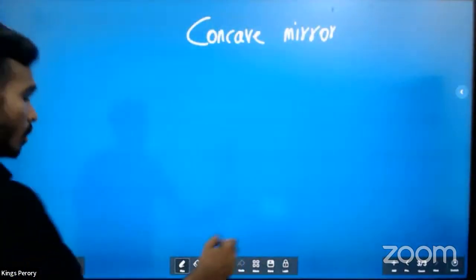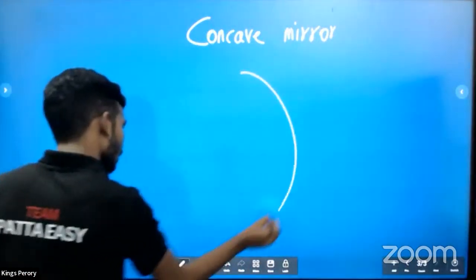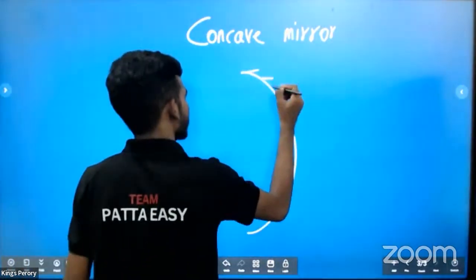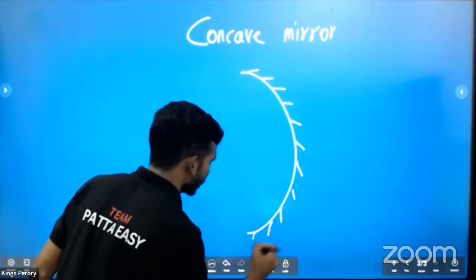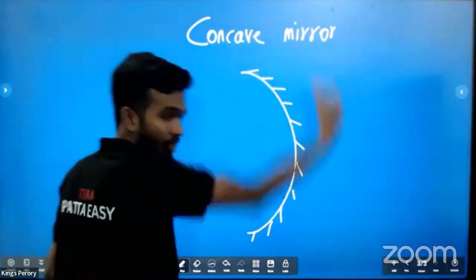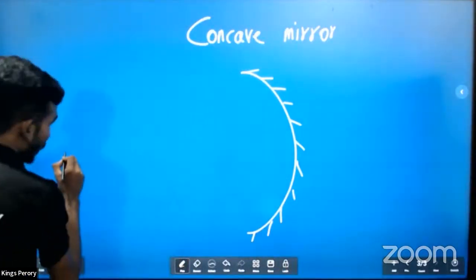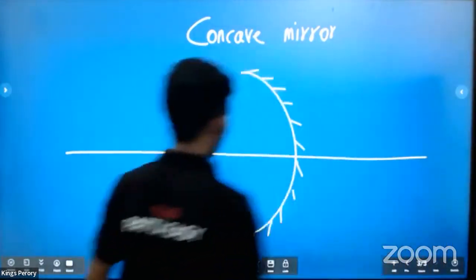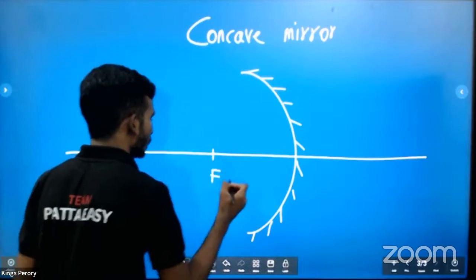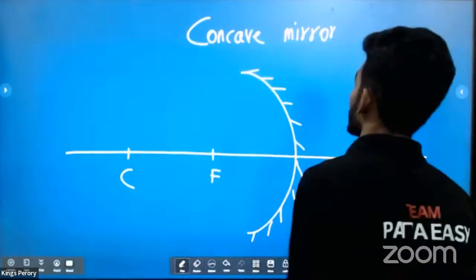I'll just take a concave mirror. What is this concave mirror going to be? Last week I explained. The cave part is the reflecting surface, and the other side is the rough surface with the katakata lines. And we already know, we draw the principal axis. Inside the curved part, you have the focal point and the center of curvature. These are the special points.